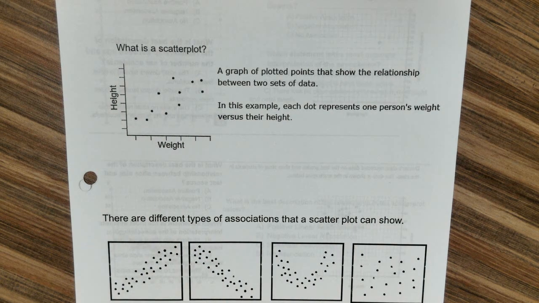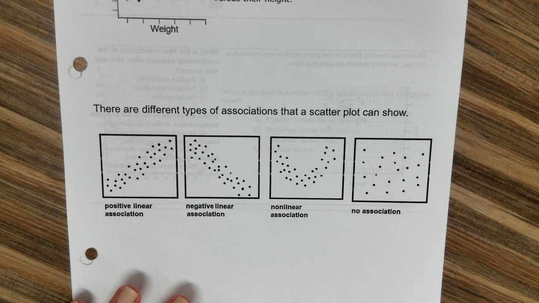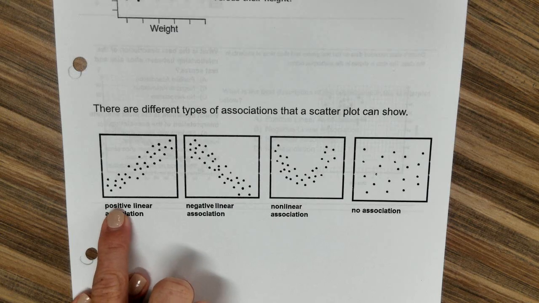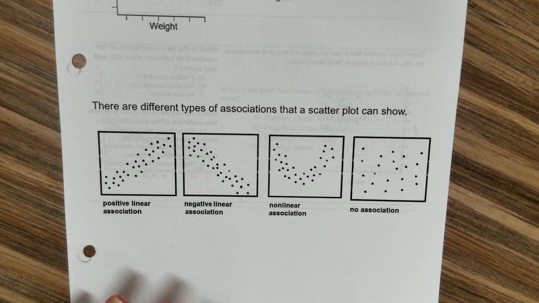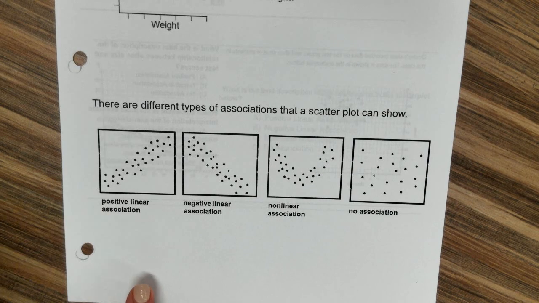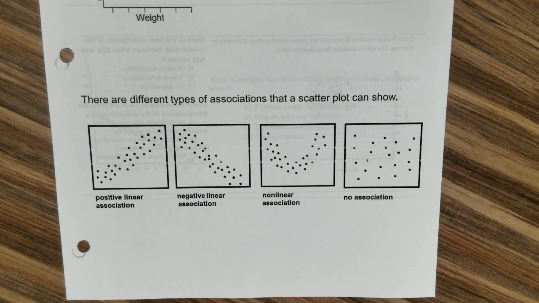All right, so it's going to show different types of relationships. So everybody look. There are different types of associations. If the dots are moving in an upward manner like this, what are we going to call that? Positive. And if they're forming a straight line pattern, is this making a straight line pattern? Yes, that is called a positive linear association. It doesn't mean that it's going to make a straight line if I connect the dots. It means that they're moving in a straight line pattern.